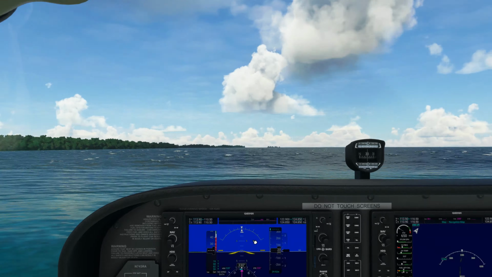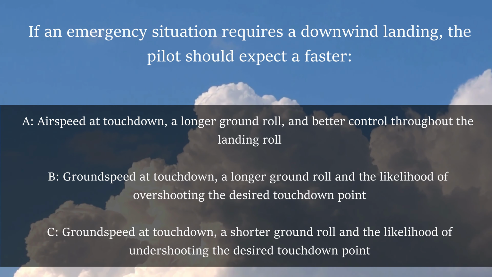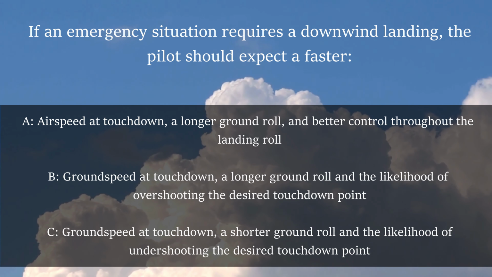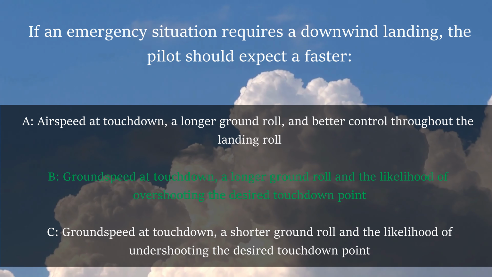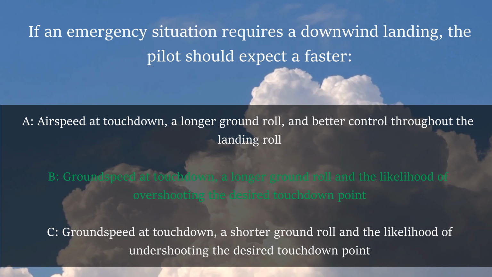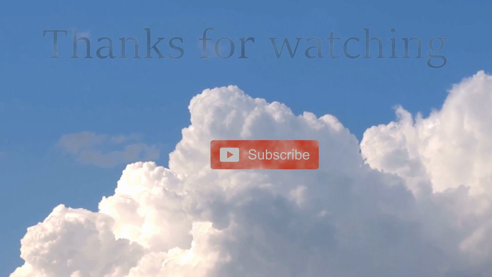So the answer to the question, if an emergency situation requires a downwind landing, the pilot should expect a faster B. ground speed at touchdown, a longer ground roll, and the likelihood of overshooting the desired touchdown point, and possibly getting a wet undercarriage. Doesn't sound too bad really.